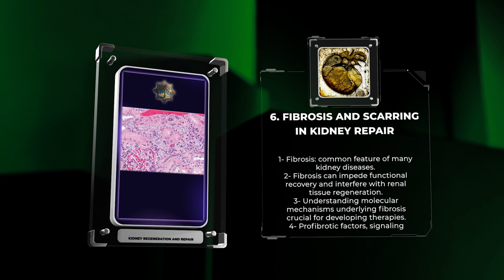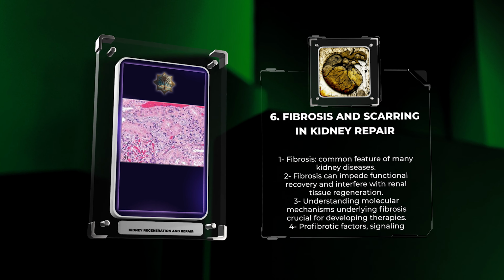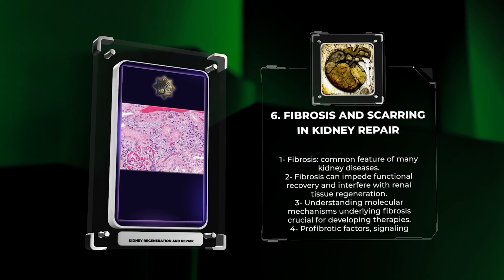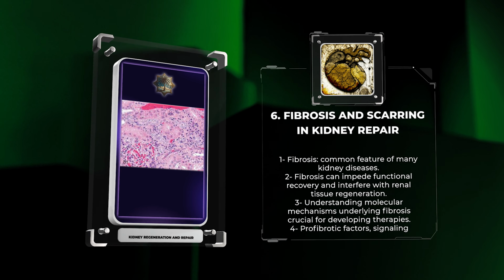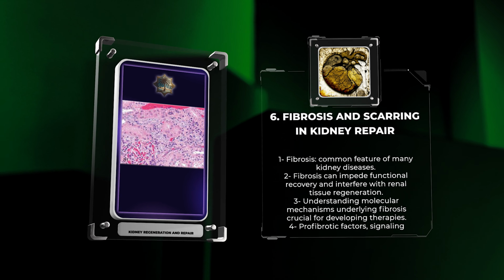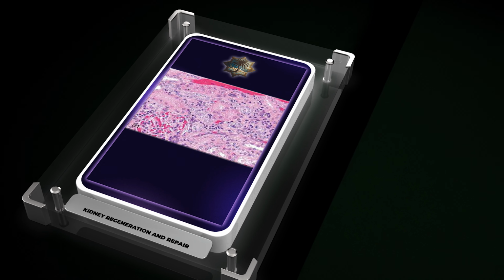Various profibrotic factors, signaling pathways, and cell types contribute to fibrosis in the kidney. By identifying key players involved in fibrogenesis, researchers aim to devise strategies to prevent or reverse fibrosis and enhance renal repair. The extracellular matrix, ECM, is vital for kidney regeneration.